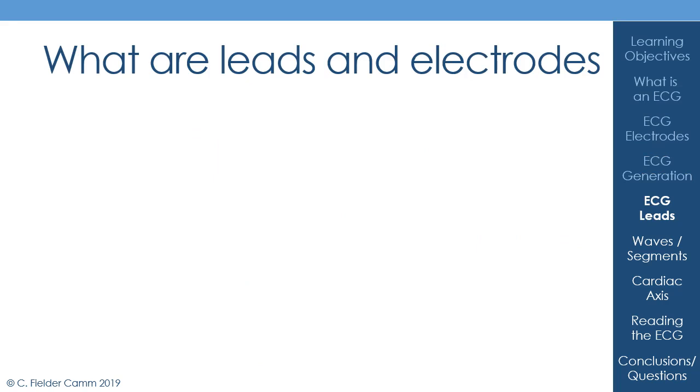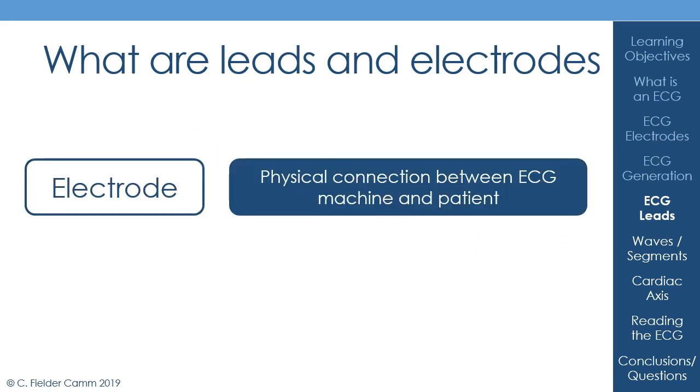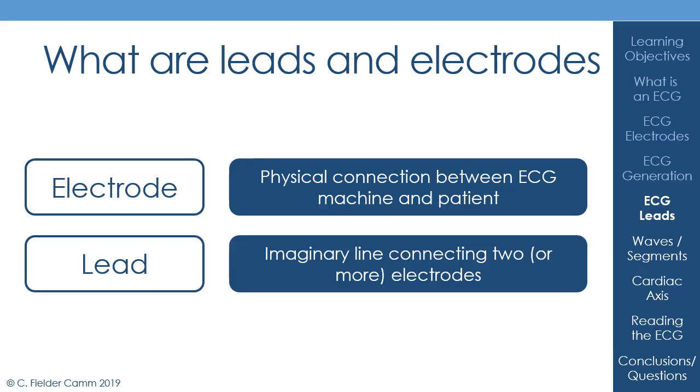So what are leads and what are electrodes? Well, we've talked about electrodes. They're the physical connection between the ECG machine and the patient. So what about leads? Well, leads are essentially an imaginary line that connect two or more electrodes together. And it's between those electrodes that we measure the difference, which gives us that deflection on the ECG machine itself.